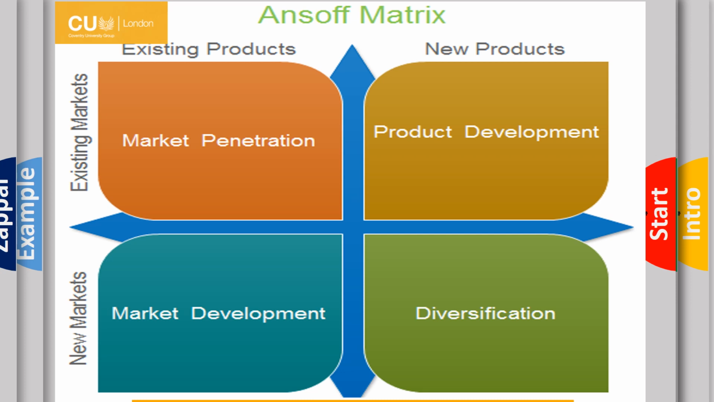There are 4 parts to the Ansoff model. Market penetration is existing products to existing markets. Product development is new products to existing markets. Market development is existing products to new markets. Diversification is new products to new markets. But again, we're going to go into more detail.